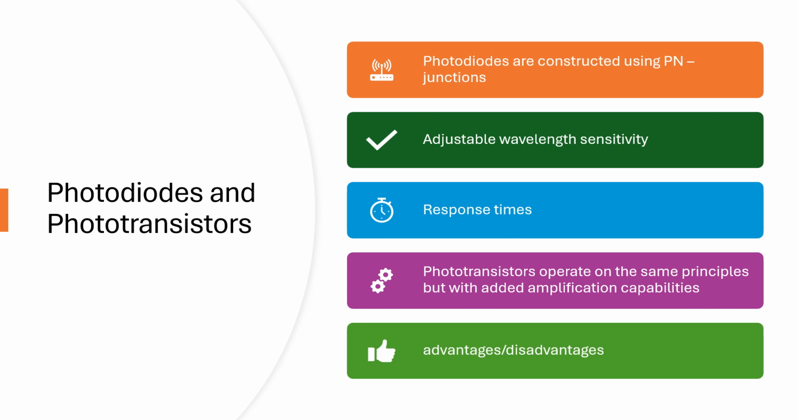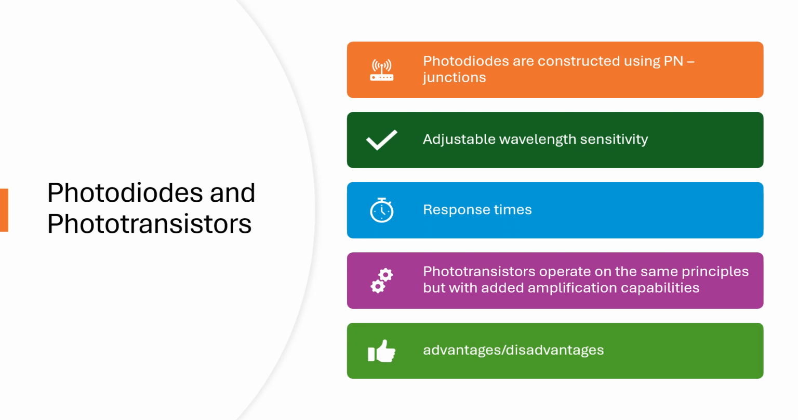They are essentially a combination of a photodiode and a transistor, providing both light detection and signal amplification in a single device. While phototransistors offer advantages in terms of sensitivity and amplification, they typically have slower response times compared to photodiodes due to the additional amplification stage.